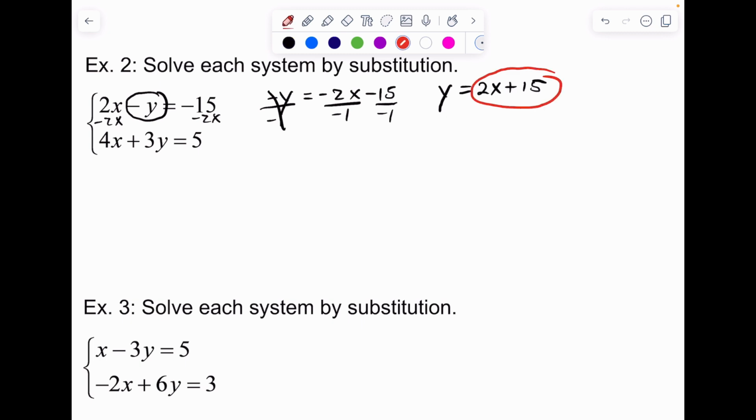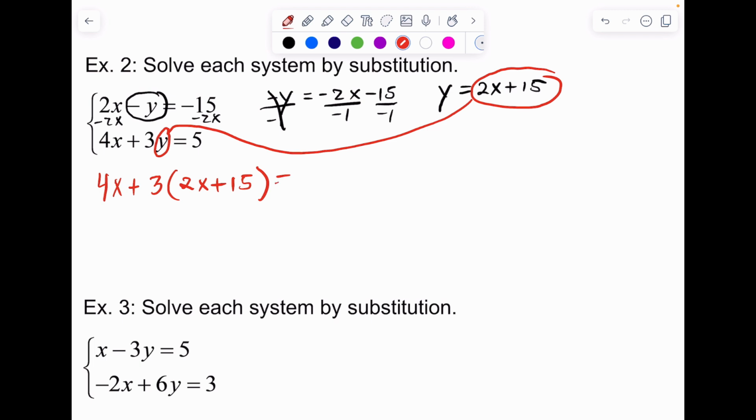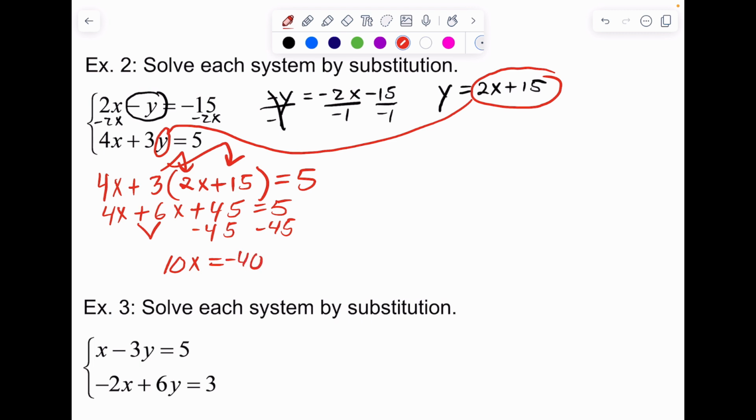Y equals 2x plus 15, which I am going to literally substitute into the y of the other equation, so I go ahead and plug in for y. Please remember always to distribute. So that's 6x plus 45 equals 5. I'm going to add the like terms and I'm going to subtract 45 from both sides, giving me 10x equals negative 40. I'm going to cancel out multiplication with division, and x equals negative 4.